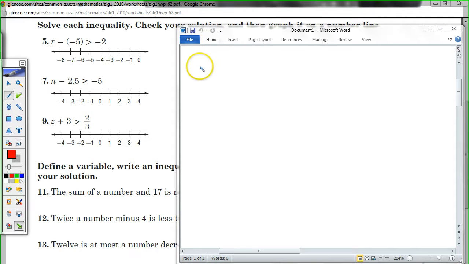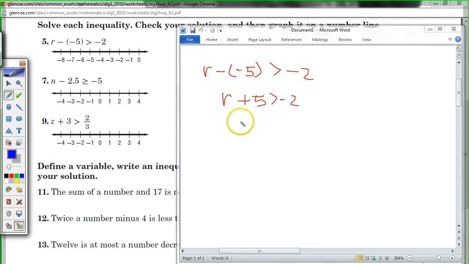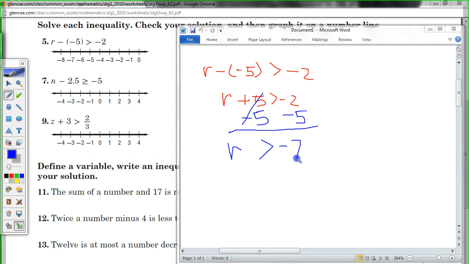Alright, so now here you have for number 5, r minus negative 5, excuse me, is greater than negative 2. Whenever you have a minus and a negative, it's going to be a plus. So you have r plus 5 is greater than negative 2. And just like you would solve an equation, you're going to subtract 5 on each side. That gets rid of that. And you have r is greater than negative 2 minus 5, negative 7. So your answer is r is greater than negative 7.